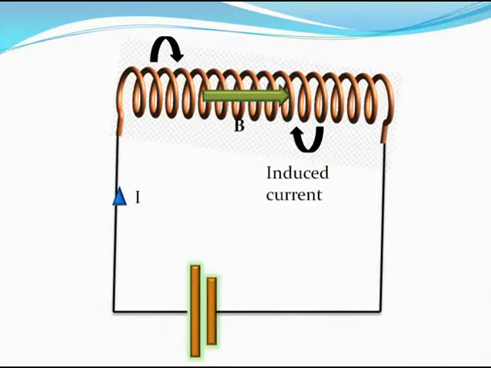In that case, according to Lenz's law, the current will be induced in such a way that it should create an opposing magnetic field. An opposing magnetic field will be created by a current in the opposite direction, isn't it? And therefore, you can see that the induced current will be such that it creates an opposing magnetic field.